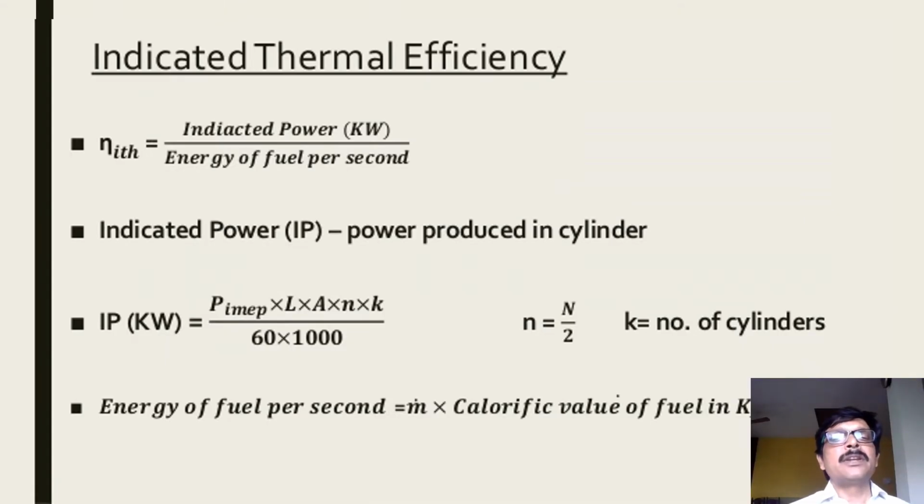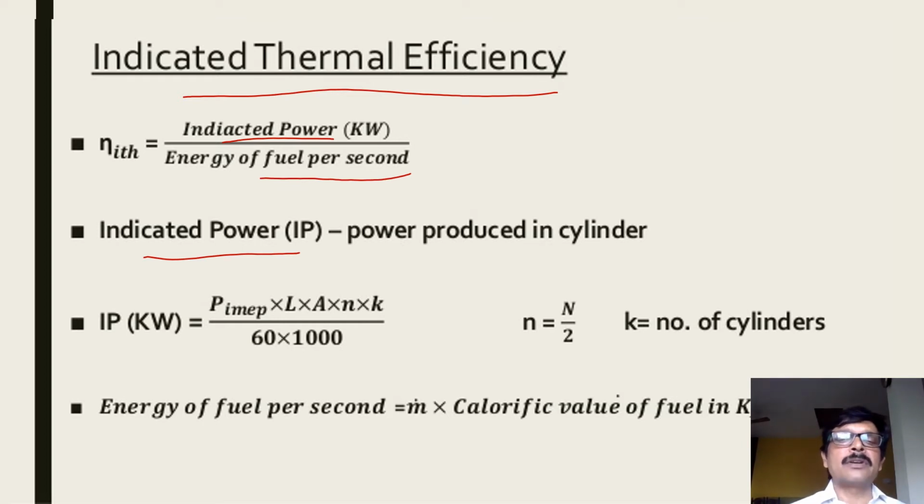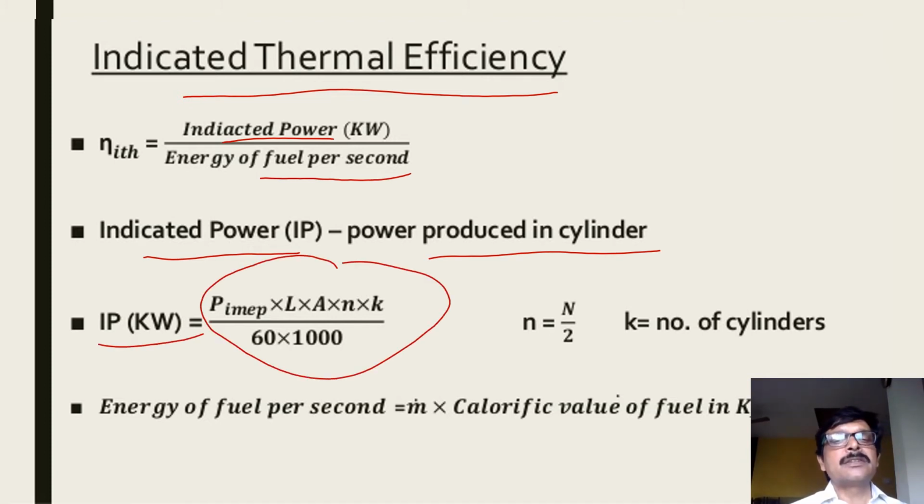Now see, what do we mean by the indicated thermal efficiency? Indicated thermal efficiency is the ratio of indicated power to the energy of the fuel per second. Indicated power means the power produced in the cylinder. We can calculate it by the formula P L A n K upon 60,000, where small n is equal to capital N by 2, capital N is the revolutions per minute of the crank, and K is the number of cylinders.